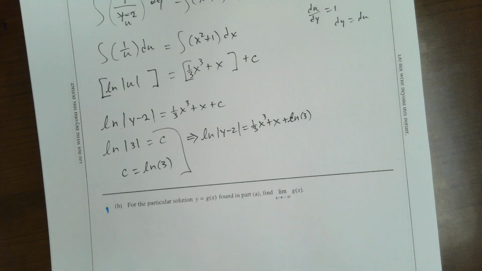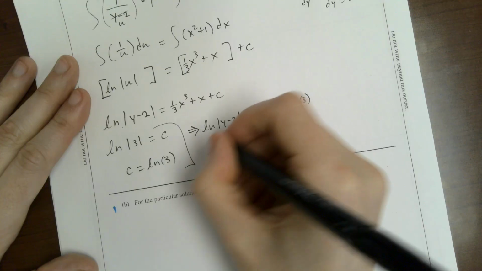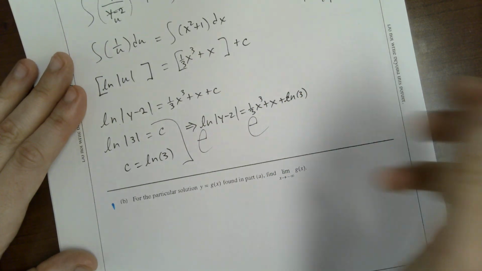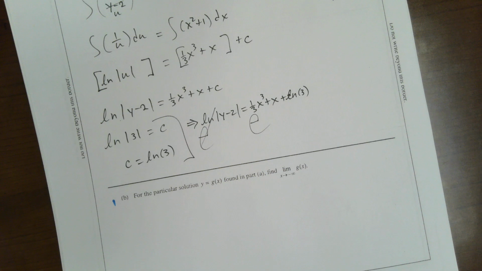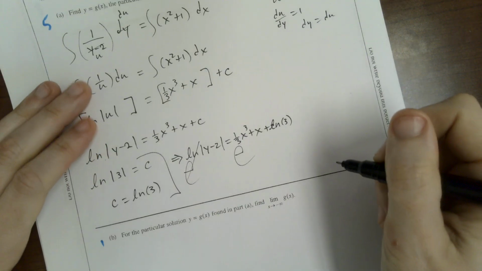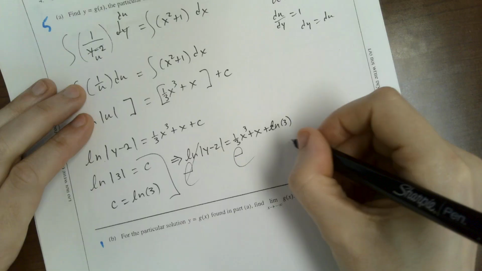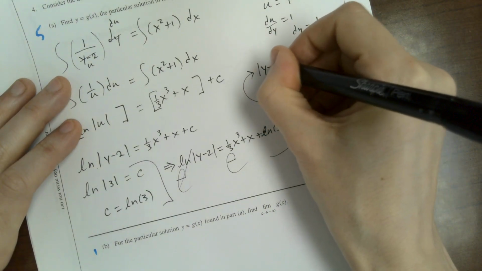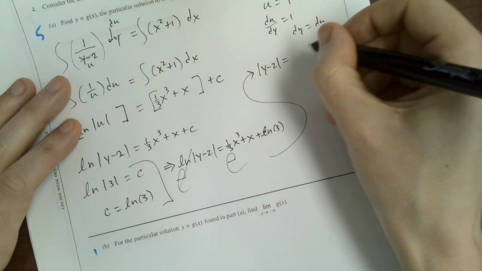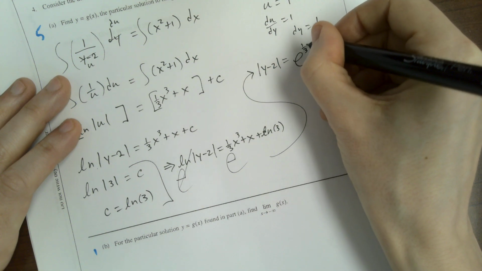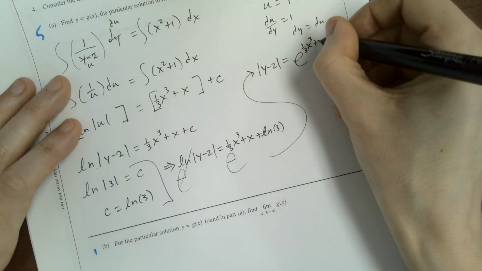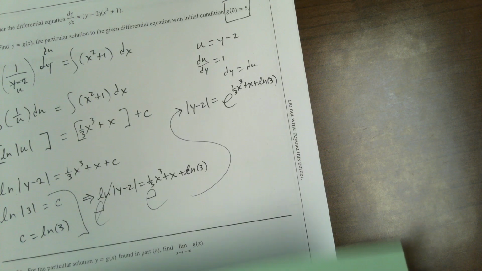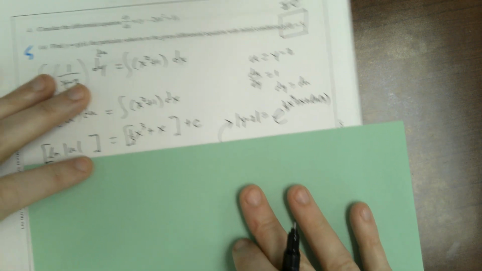All right, guys. And now, how do you cancel a natural log? You open up a base of e on each side. So that cancels there. We've got, running out of room, absolute value of y minus 2 equals e to the 1/3 x cubed. I'm gonna bring in more paper. So this is where we are.